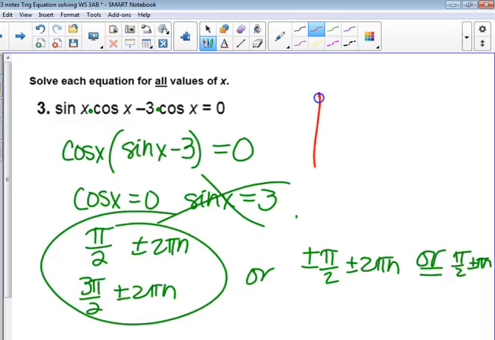You can type in your calculator, but the sine graph goes only between 1 and negative 1. That make sense? Okay. Nowhere on your unit circle does it say the sine is more than 1.